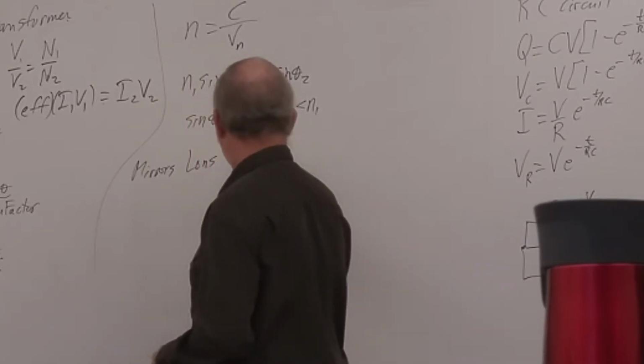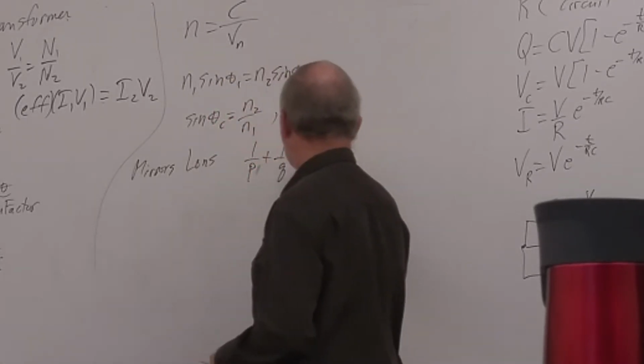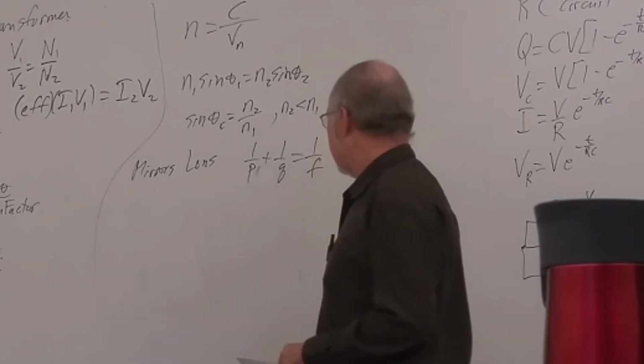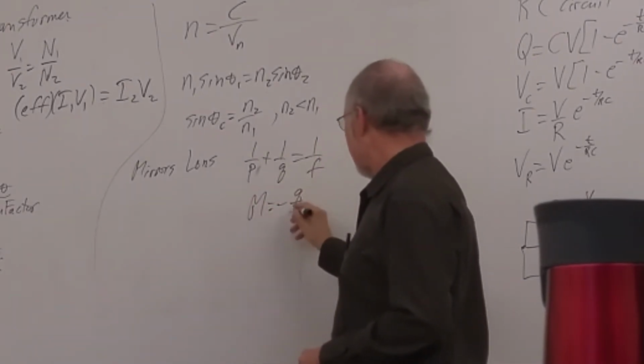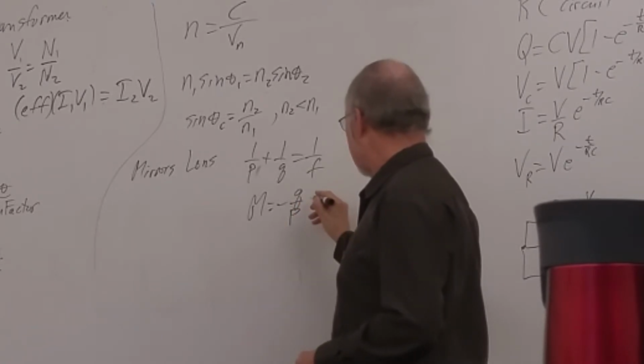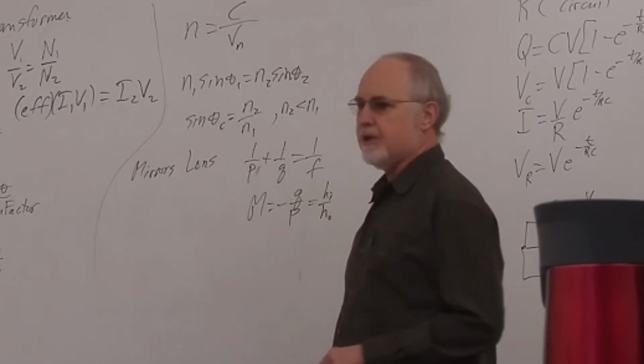And we've got two basic equations: one over the object distance plus one over the image distance is equal to one over the focal length. And the magnification is minus the q over the p, or the height of the image over the size of the object.